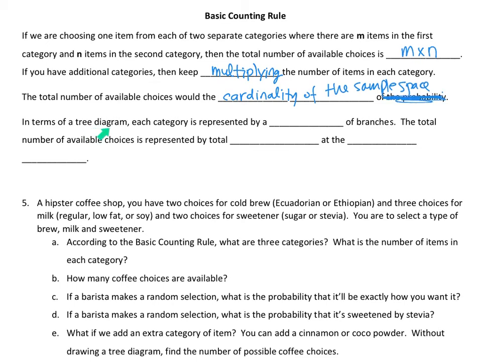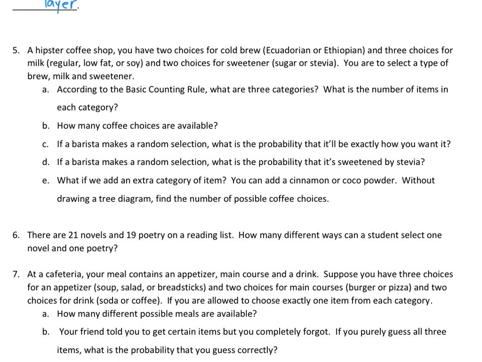In terms of the tree diagram, each category is represented by a layer of branches. The total number of choices is represented by the total number of branches at the last layer, right? So it gives you an idea of how the tree is going to look. Eventually we're not going to have to draw every tree branch, because when you have like 100 branches, it's going to be really difficult to draw. But at least we know the pattern, so we can calculate the cardinality of the sample space easily like that.